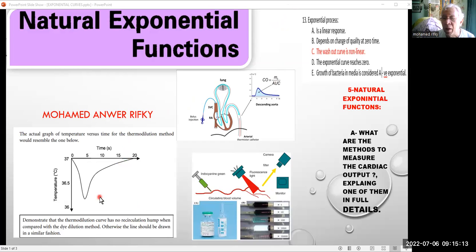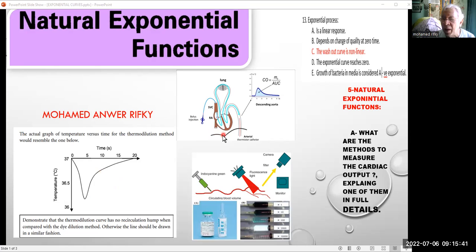This slide on the left shows the thermodilution method, where it is represented correlating time to temperature, but the slide will be reversed to show the process. So this is the real slide, and we will show it later in a reversed way to show why we did such.